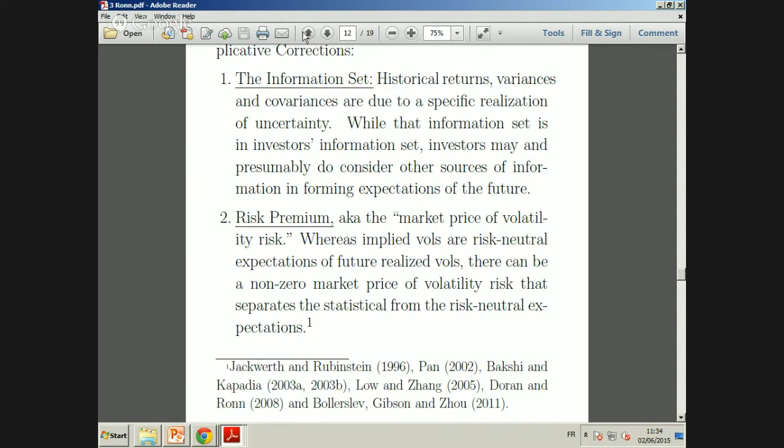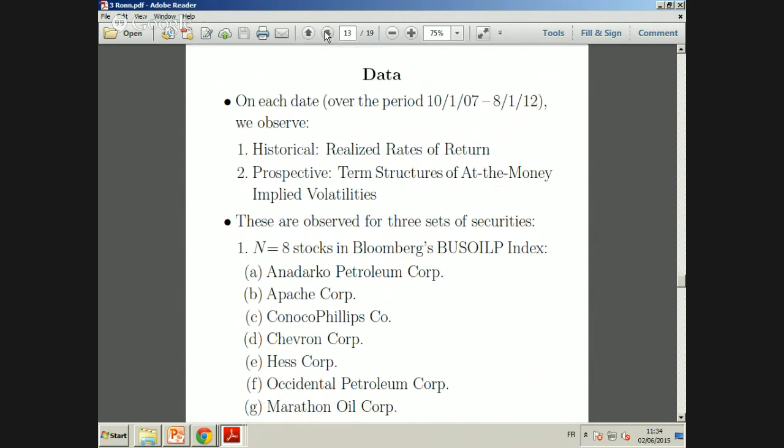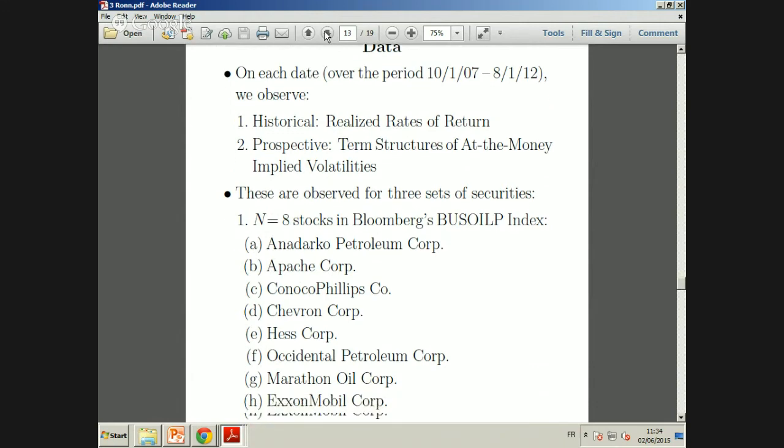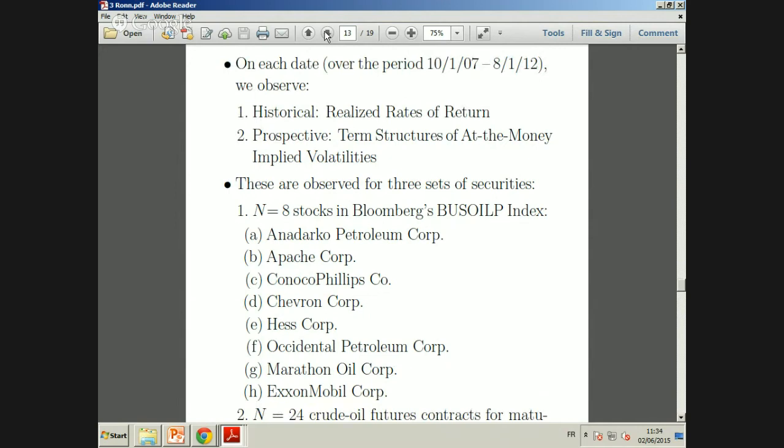Let me show you the results with respect to specific stocks. So there are 8 stocks in Bloomberg's Biz Oil P index. This is an index of oil prices, equities. Obviously, there are a number of these, but these are the 8 that we're looking at. These are the well-known names that we're looking at.